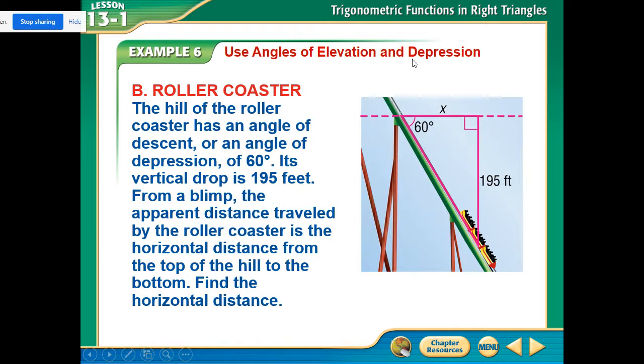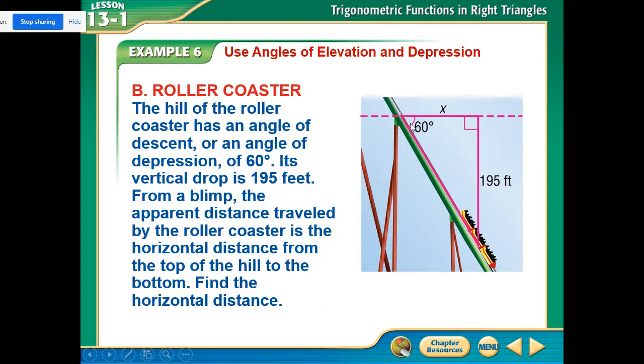All right, angles of elevation and depression. If it's below the horizontal line, that's depression. If it's above, then it's an elevation. But they end up being basically the same thing in terms of what you're trying to find. So here we have an angle of depression of 60 degrees, and it's dropping. We have this roller coaster dropping and falling down. They want to know how far across we go if we drop 195 feet.